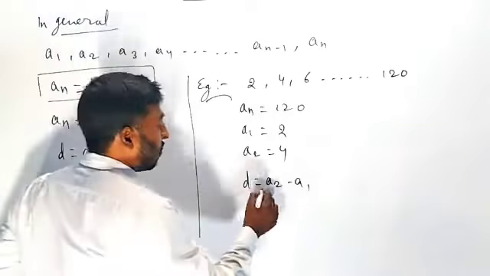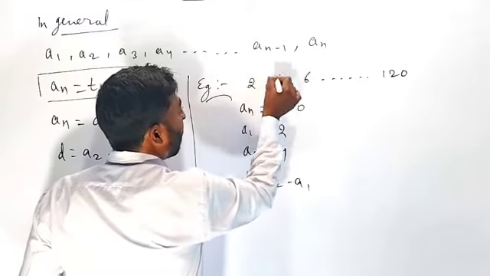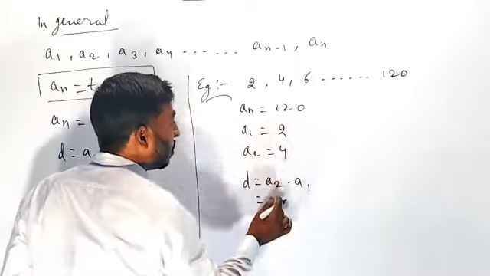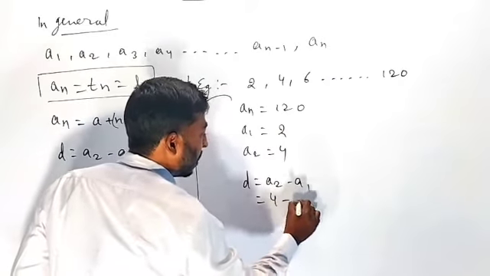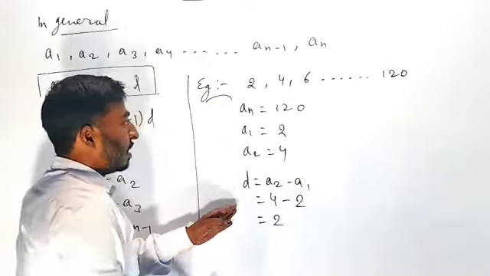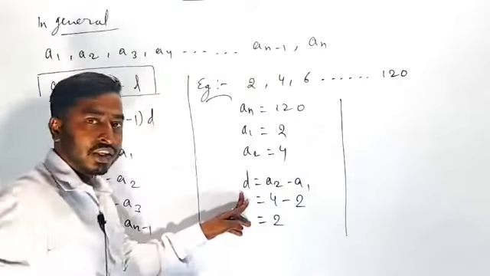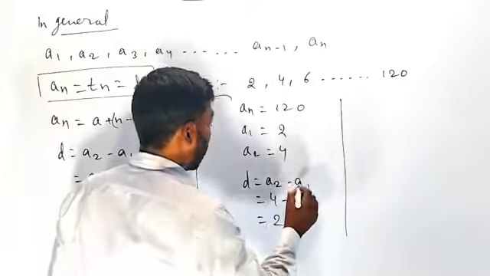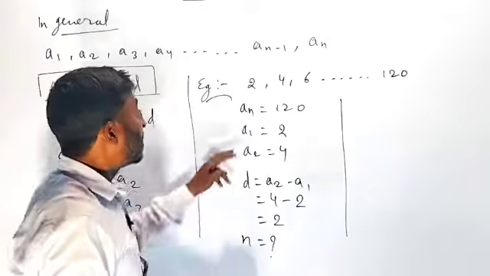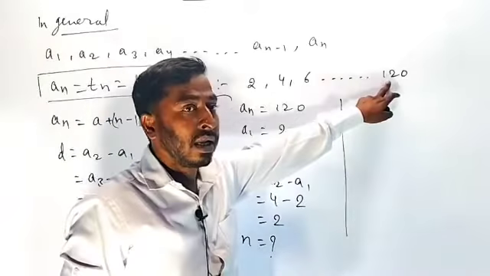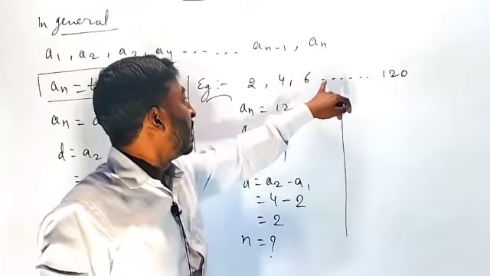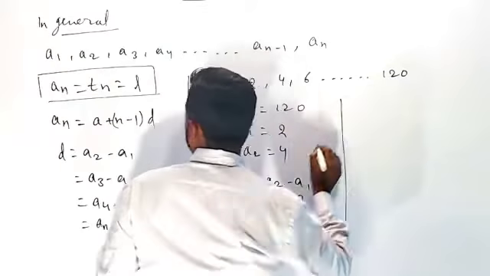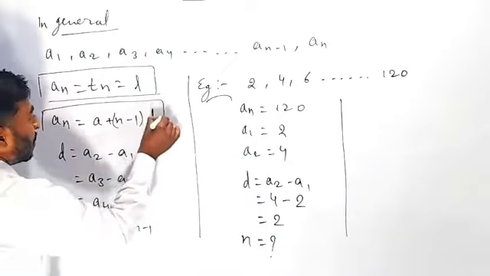Now you put the values in the general terms a1, a2, a3 up to an. Here a1 is equal to 2 and a2 is equal to 4. Then 4 minus 2 is 2. That you can find for the difference d, that is constant. Then you can also find the number of terms. n is equal to what? How many terms from 2 to 120? How many even terms are there? Now the formula is given here.